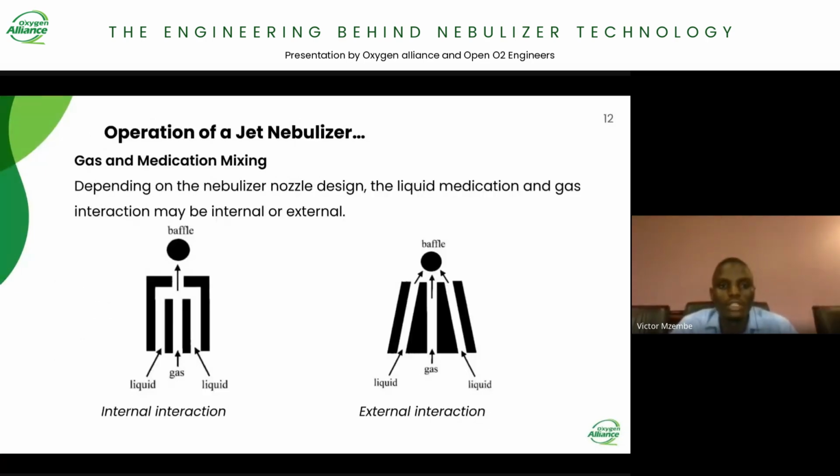So under the same operation of a jet nebulizer, let's talk also of the gas and medication mixing. How do the gas and medication mix? Depending on the nebulizer nozzle design, the liquid medication and gas interaction may be internal or external. In the diagram there, we have, to the left, internal interaction and, to the right, external interaction. For the internal interaction, it means that the gas and the liquid interact before they leave the nozzle and then hit the baffle. Whereas for the external interaction, the liquid medication as well as the gas leave the nozzle face, then they interact and then hit the baffle.